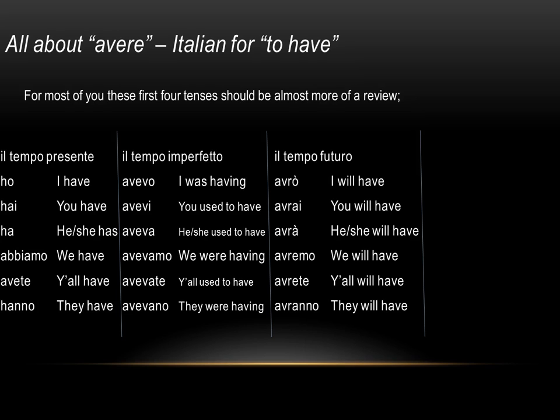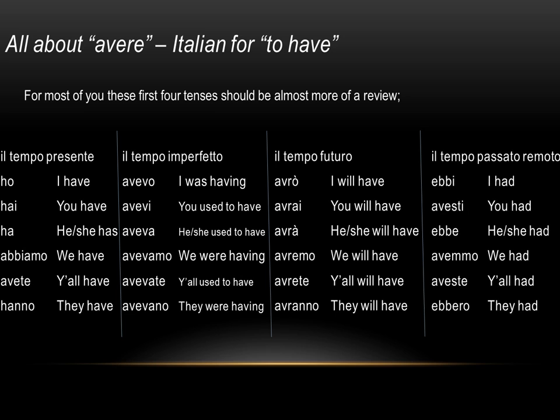Okay, il tempo futuro, the future tense: avrò, I will have, avrai, you will have, avrà, he, she will have, avremo, we will have. Remember, you only want to pronounce one M there. Avrete, y'all will have, and avranno, they will have. And il tempo passato remoto: ebbi, I had. Avesti, you had. Ebbe, he, she had. Avemmo, we had. Aveste, y'all had. Ebbero, they had.